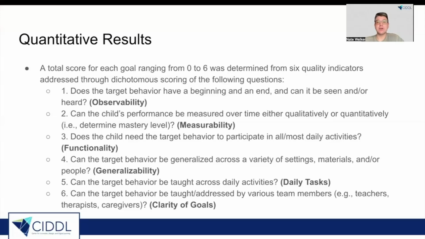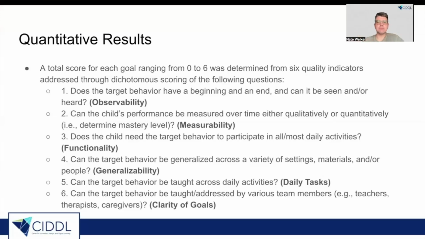Number 4, can the target behavior be generalized across a variety of settings, materials, and or people? Number 5, can the target behavior be taught across daily activities? And then finally, can the target behavior be taught or addressed by different people or various team members?